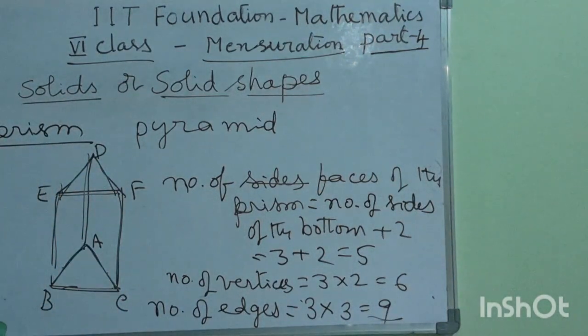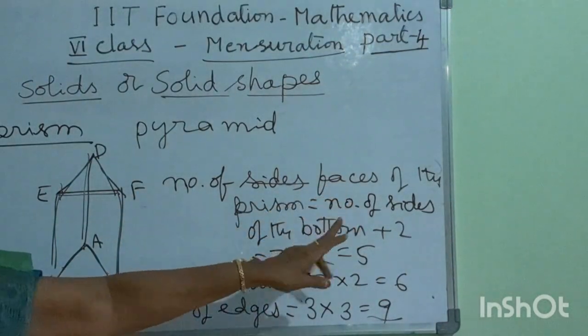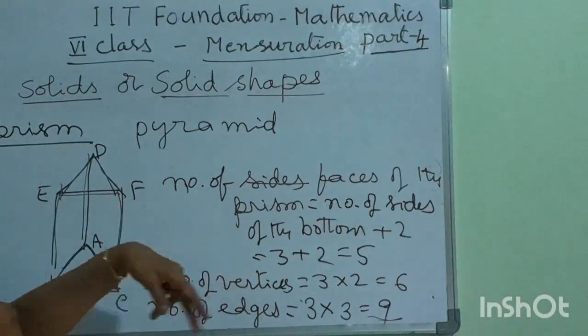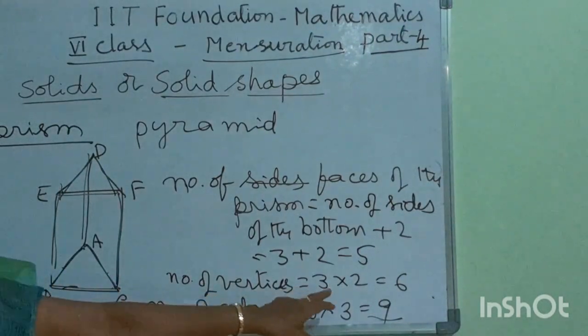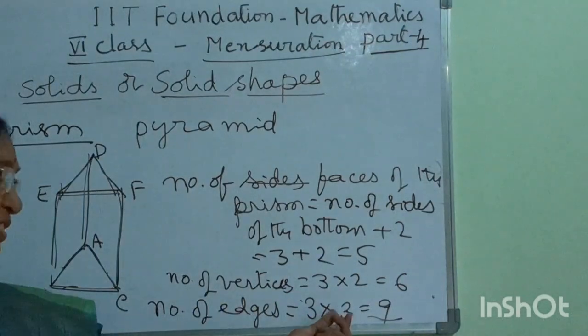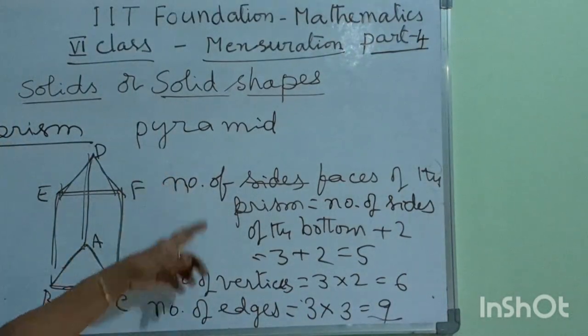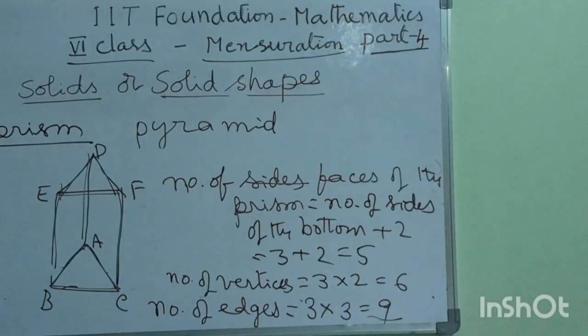Thus, the facts for a prism are: the number of faces of a prism is equal to the number of sides of the bottom plus 2. The number of vertices of the prism is equal to the number of sides into 2. The number of edges is equal to the number of sides into 3. These are all true for any prism, whatever may be the shape of the bottom. These facts are true.